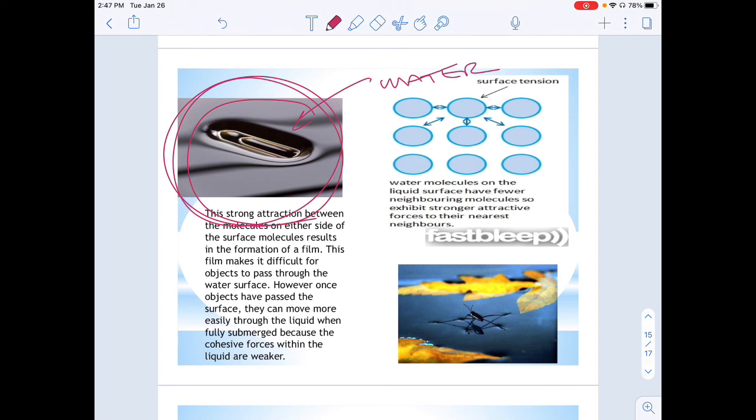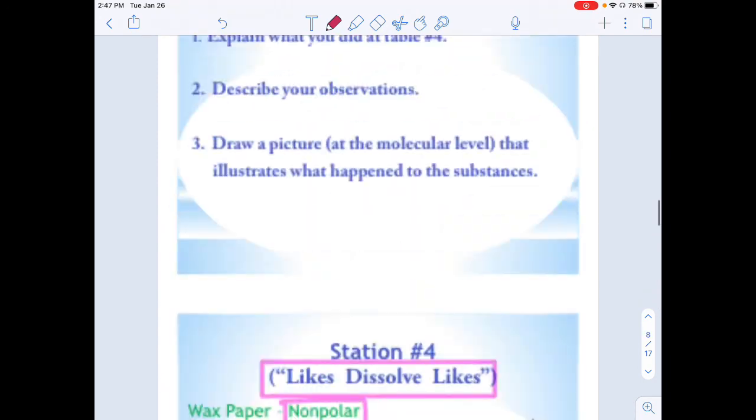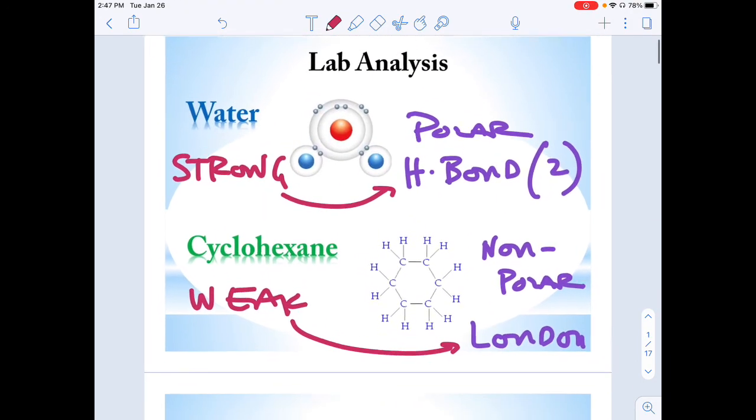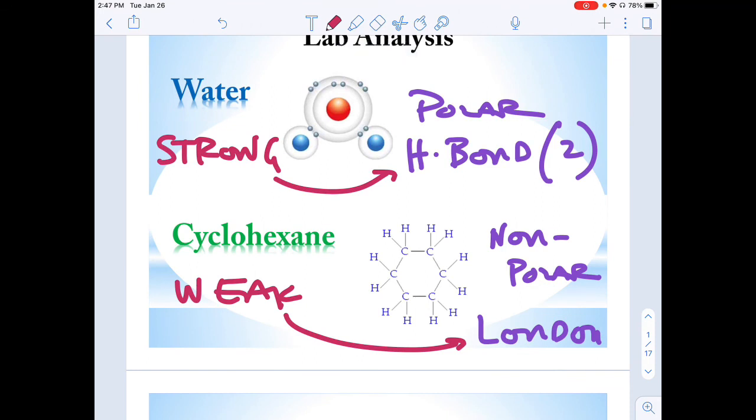So again, a very brief, very quick explanation of all these. It all comes back to the general idea that water is polar. It forms hydrogen bonds. Cyclohexane forms London forces, which are very weak, and then we could see how those reactions happen throughout the experiment.